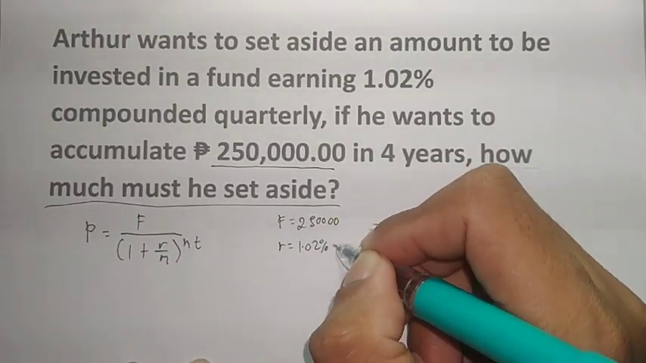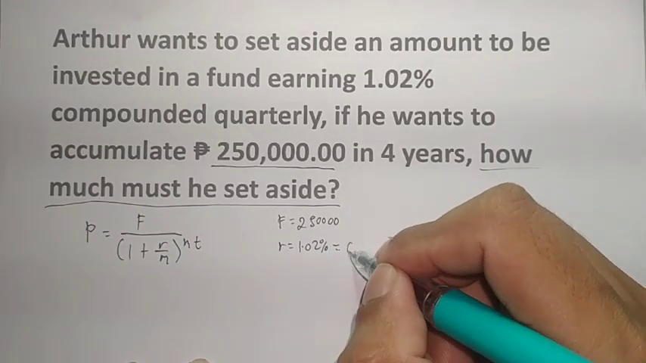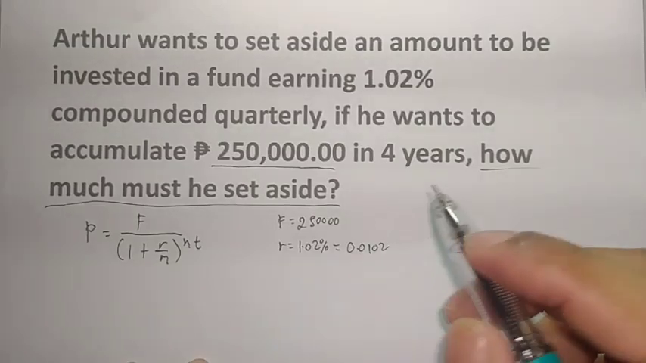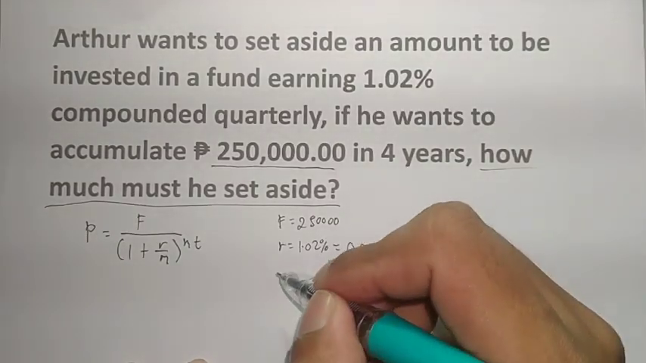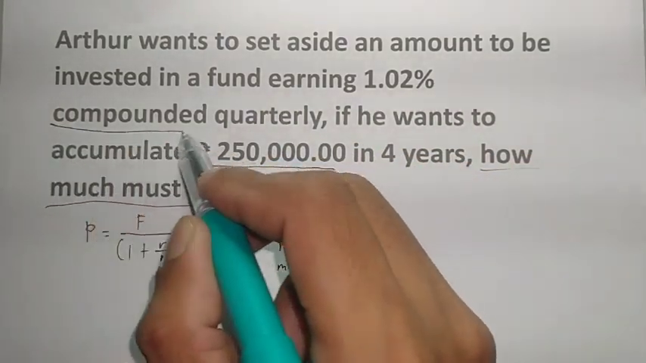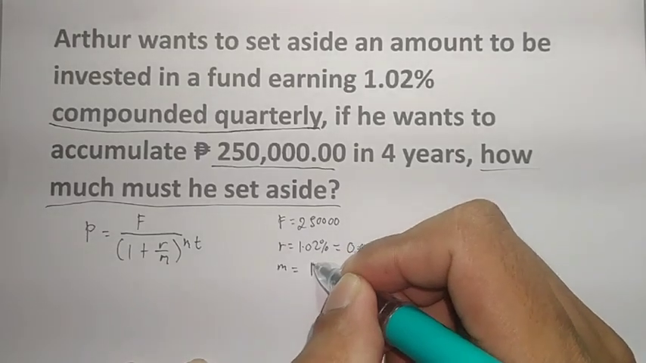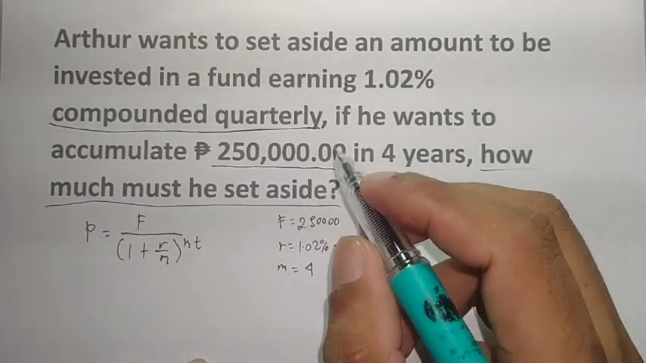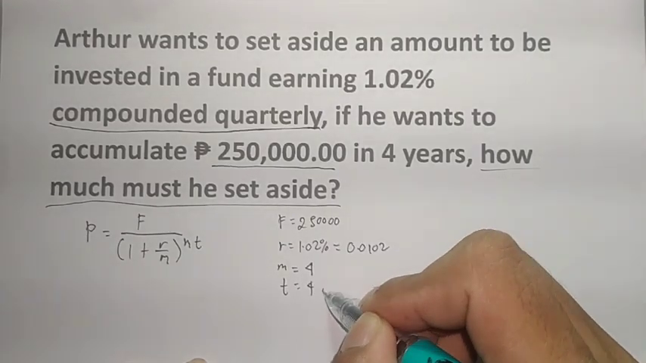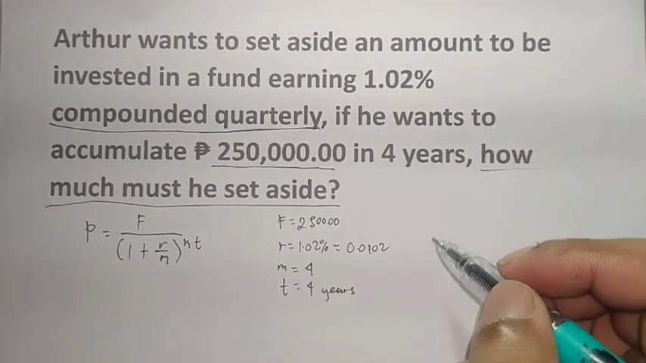Okay, so we need to rewrite this into decimal form. So we just divide by 100, so we have 0.0102. And our M, so if you can read here, it is said that compounded quarterly. So that means our M is 4. And our time is 4 years. Okay, so now we can continue to solve this.